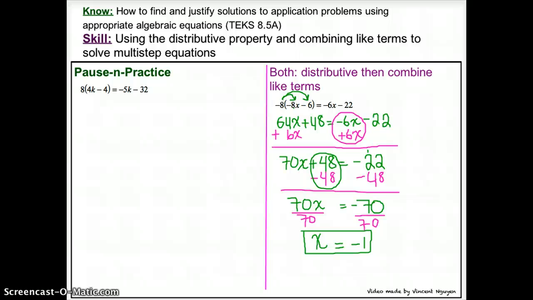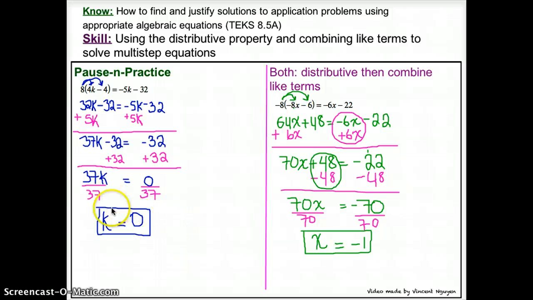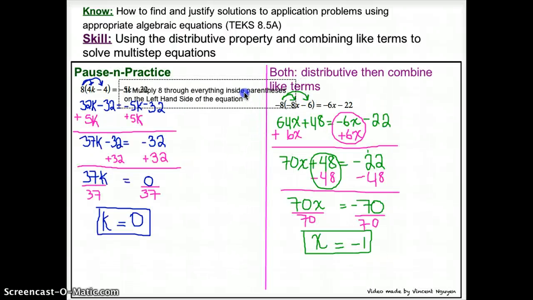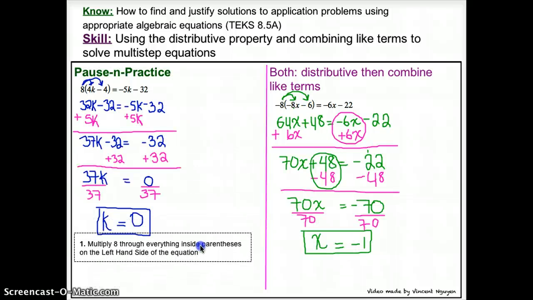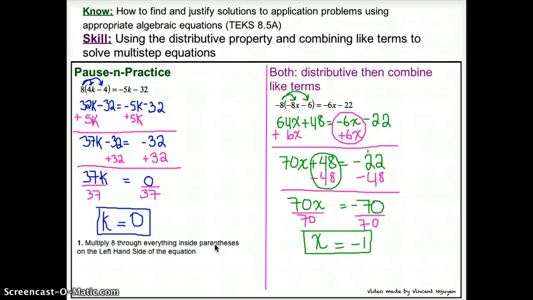Now, are you ready to check your answer? Okay, your answer turned out to be 0. So as you can see, we have here the distributive property that we must use. So first, the first step I did was I multiplied 8 through everything inside the parentheses on the left-hand side of the equation. So right here, 8 times 4k is 32k minus 8 times 4, which is 32. So on the left-hand side, you have 32k minus 32 equals the right-hand side, which is negative 5k minus 32. So I took everything down as is because I didn't do anything to it.